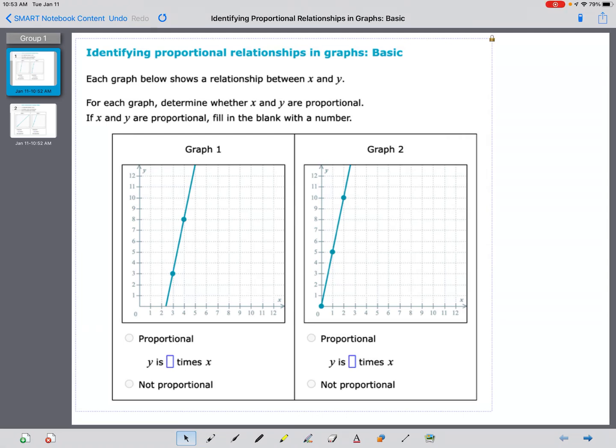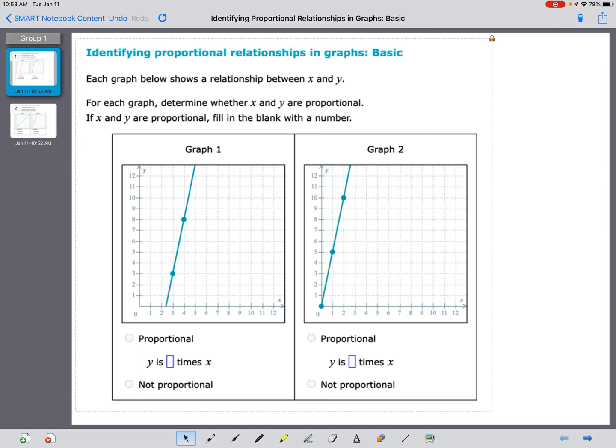Each graph below shows a relationship between x and y. For each graph, determine whether x and y are proportional. And if they are, fill in the blank with a number. In other words, we'll be finding the constant of proportionality if indeed the graph shows a proportional relationship.